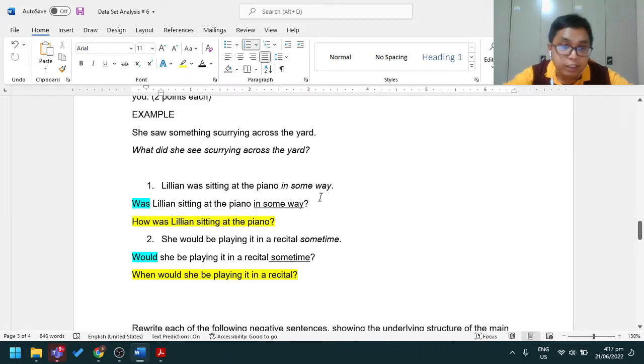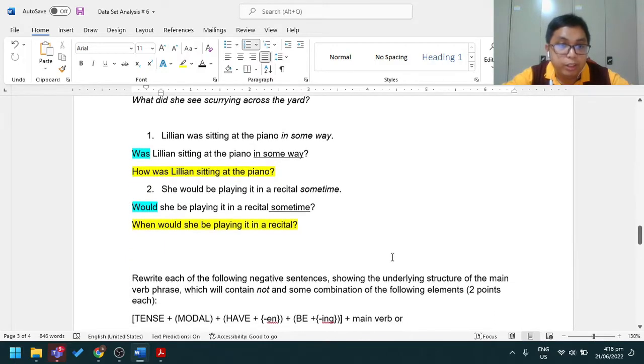Your indefinite phrase here is in some way. Therefore, first you need to transform it: was Lillian sitting at the piano in some way. And then finally, after moving it into the beginning of the sentence, it's time to transform in some way into a WH word, arriving with, not the reason, the way, the manner. How was Lillian sitting at the piano? That is the final answer.